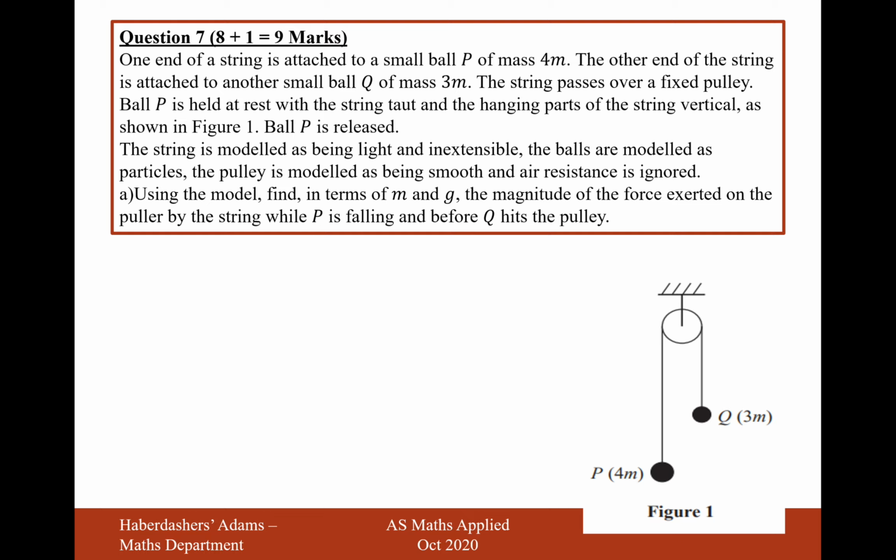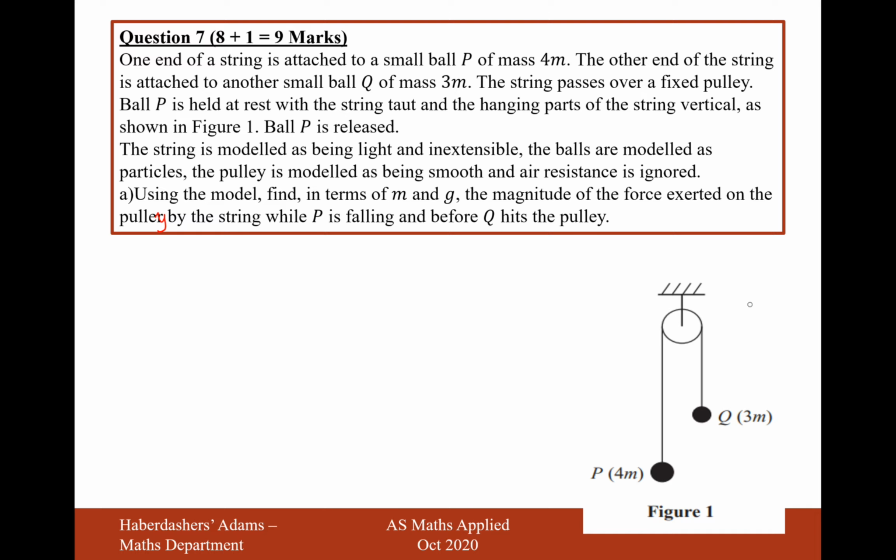The string is modelled as being light and inextensible, the balls are modelled as being particles, the pulley is modelled as being smooth and air resistance is ignored. Using the model, find in terms of m and g the magnitude of the force exerted on the pulley by the string while P is falling and Q hits the pulley.